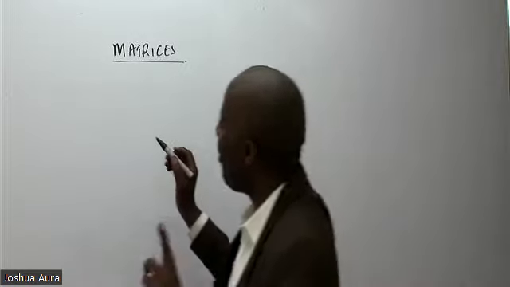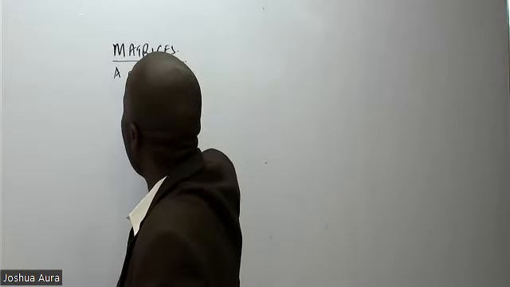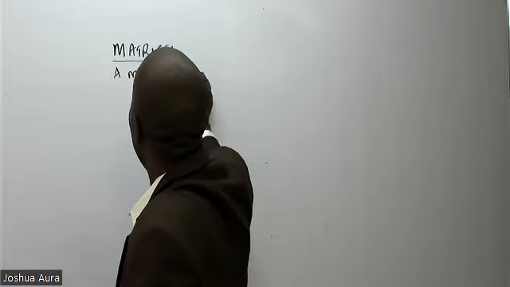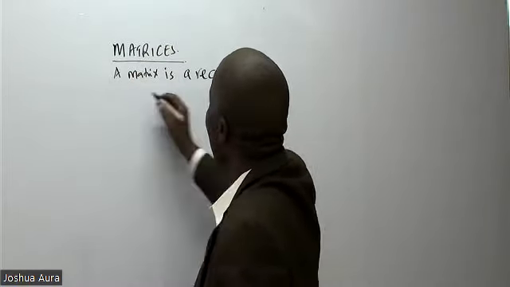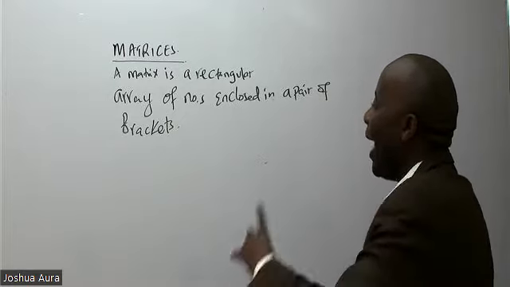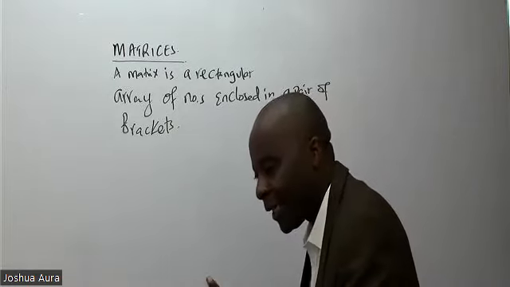So we know, and you should be able to write in your notes, that a matrix is a rectangular array, or arrangement of numbers enclosed in a pair of what here? In a pair of brackets. So a matrix is a rectangular array of numbers enclosed in a pair of brackets.